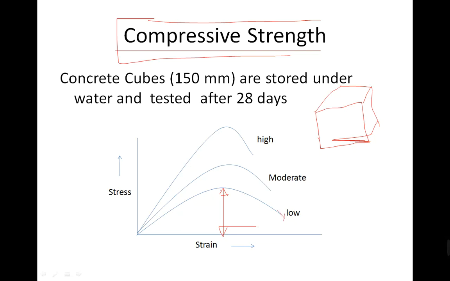After ultimate strength, it will not carry the load. That's why the stress is decreasing, and finally the rupture takes place. So the stress strain diagram of concrete is, you see, non-linear. You get a non-linear curve. So next I move to the next slide.